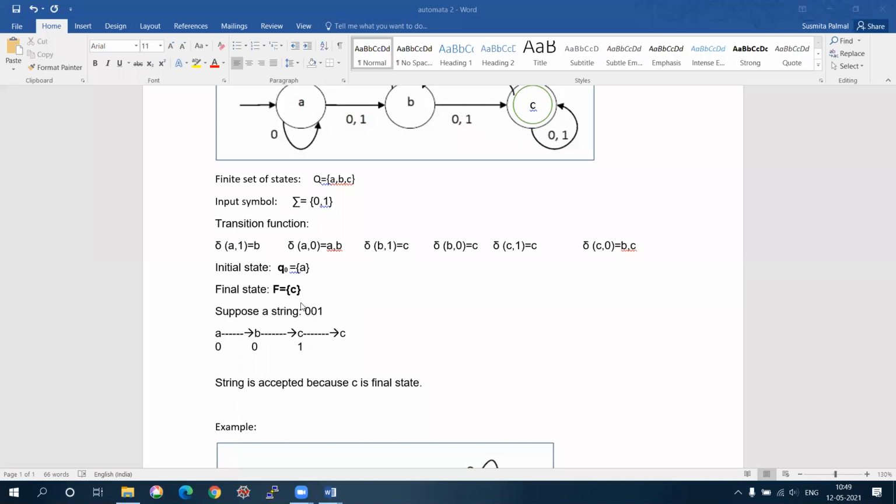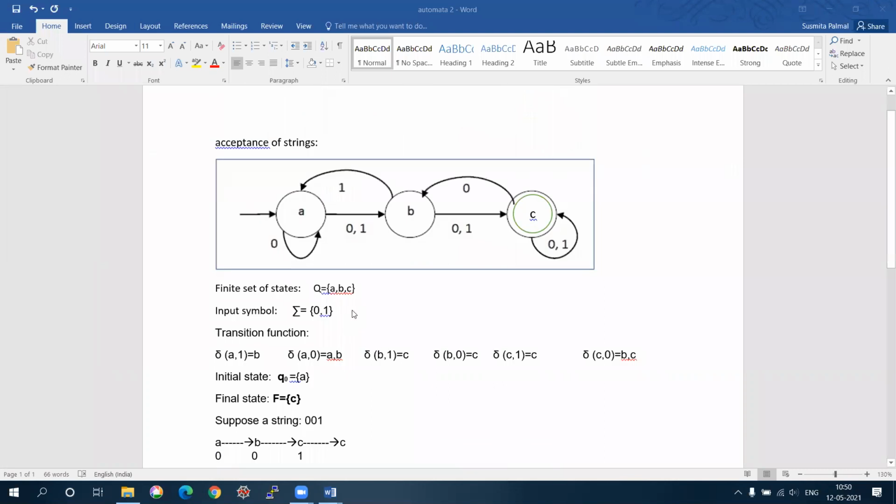So this is a string 001, consisting of the input symbols 001. Now we will check whether this string is accepted by this finite automaton or not.